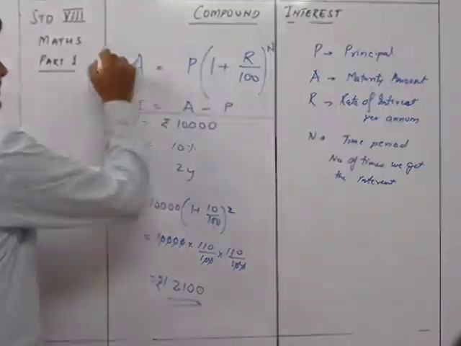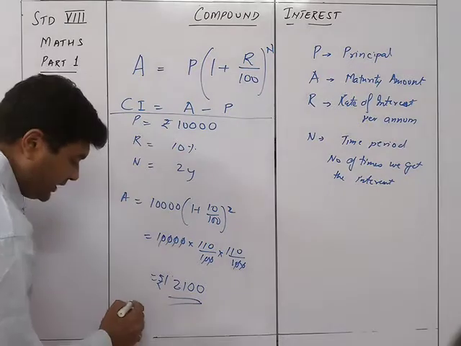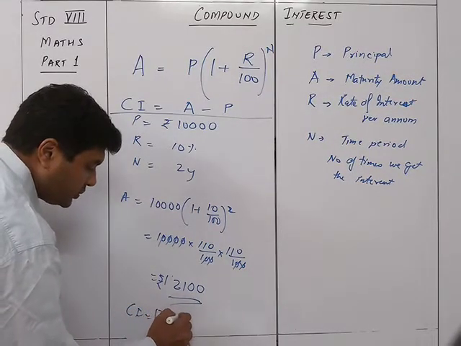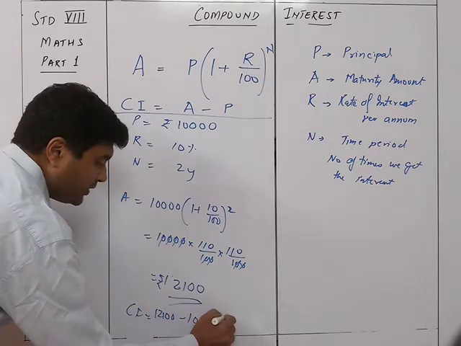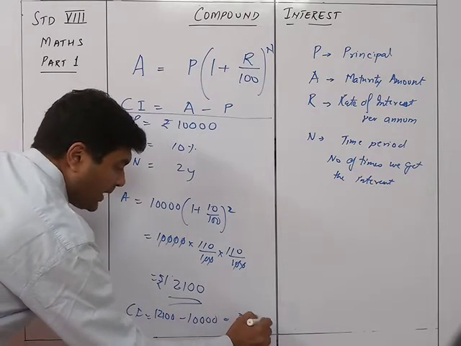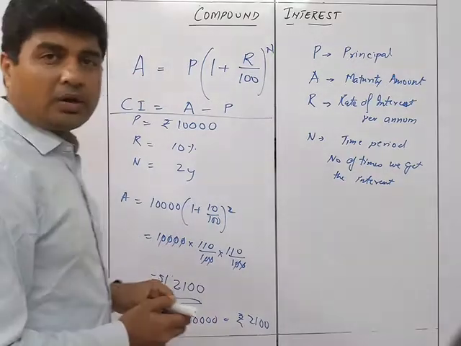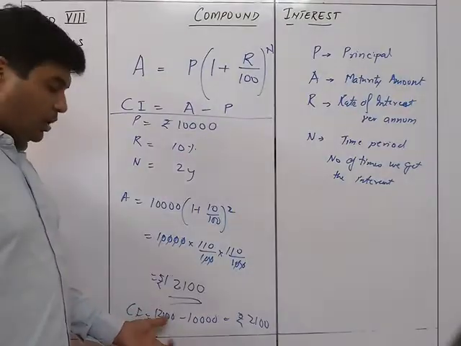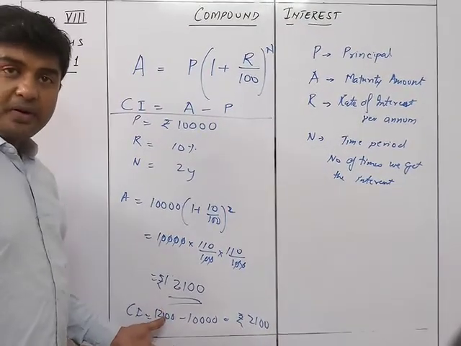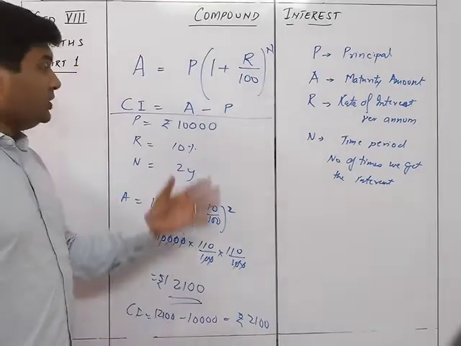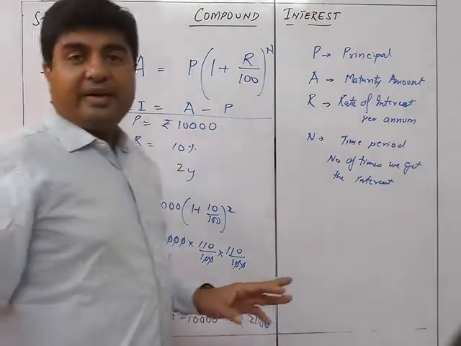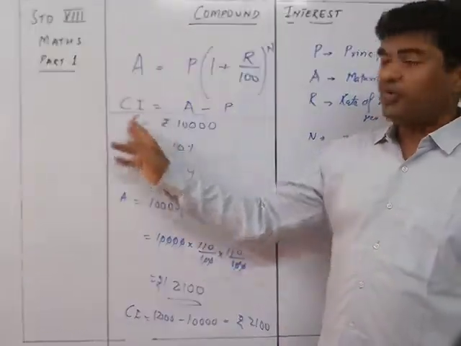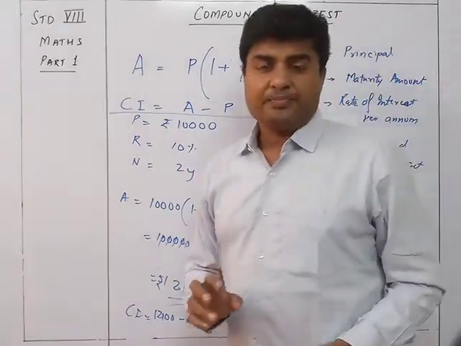Amount minus principal is going to give me the interest. So here the CI will be equal to 12100 minus 10,000. So that will be rupees 2,100. Got it? So this is how you are going to find out the value of the compound interest, right? So this is what you are having in the exercise. We are using this formula and this formula, these two formulas we are using and solving the sum.